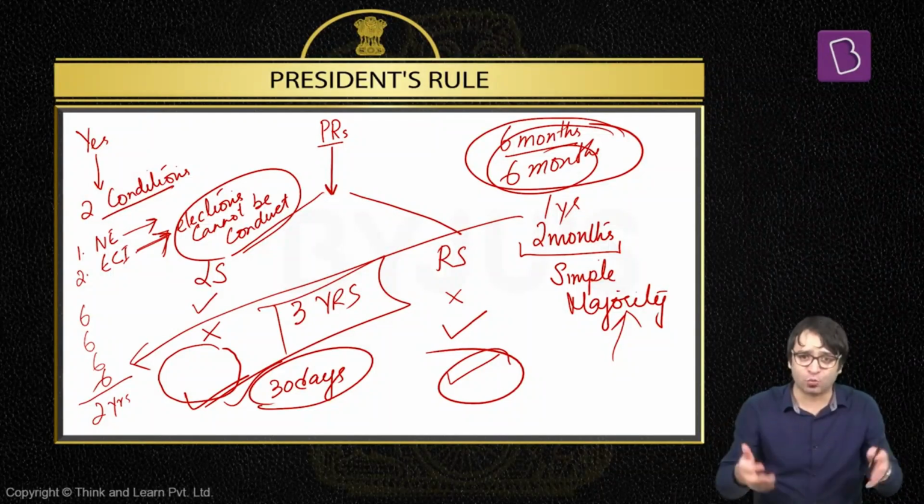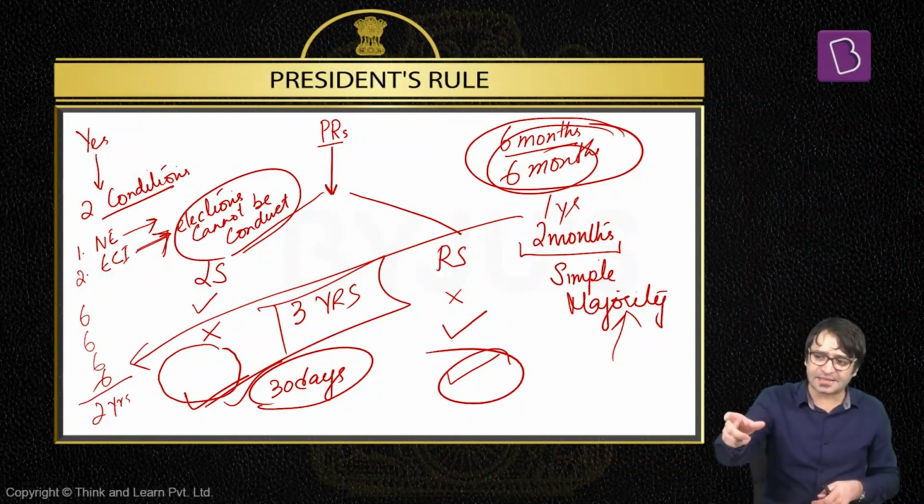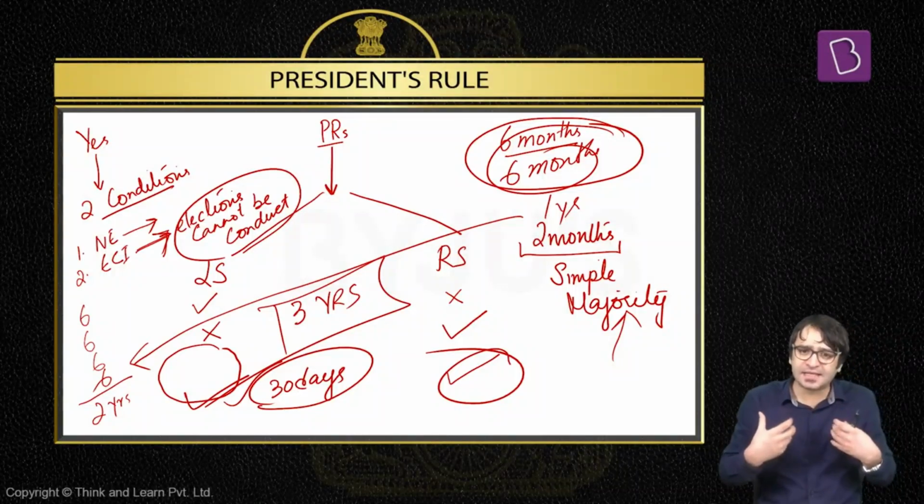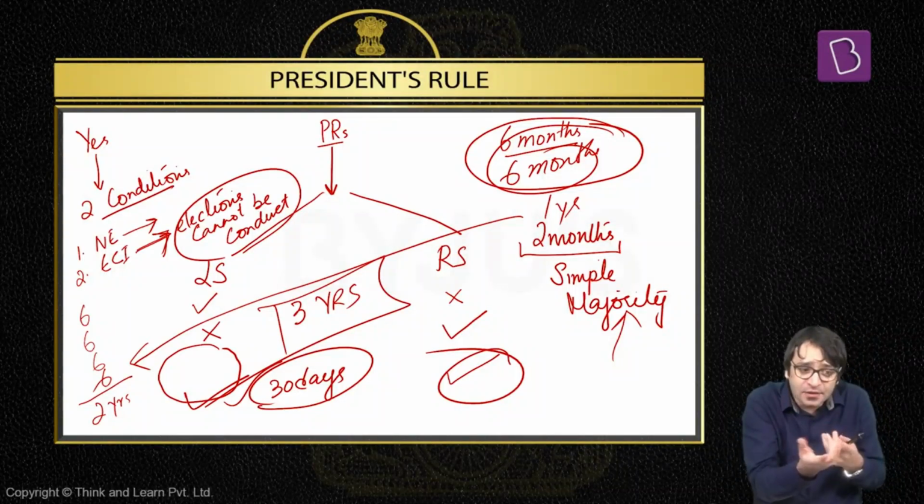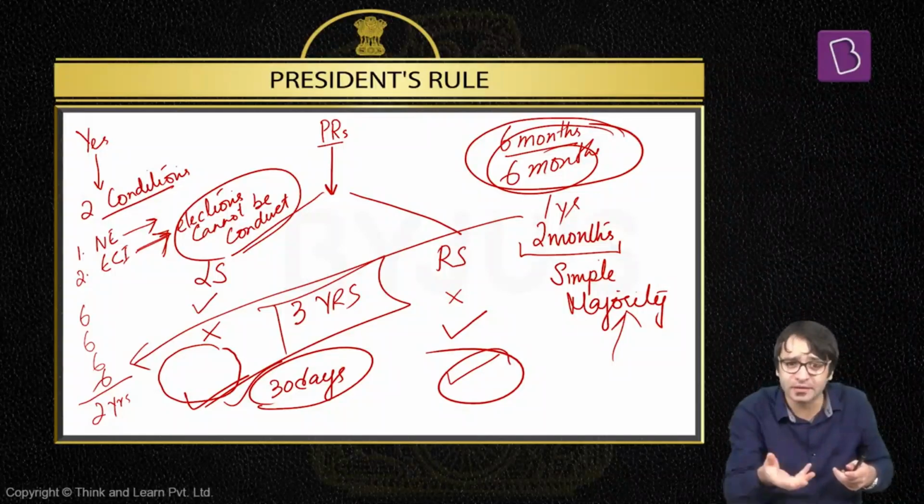In this presidential proclamation, what will be mentioned? President will say in his proclamation that all the executive powers of that state, I am assuming all these executive powers. And all these executive powers of the state will be exercised through government or through other advisors whom I may appoint. So the executive side is clear.